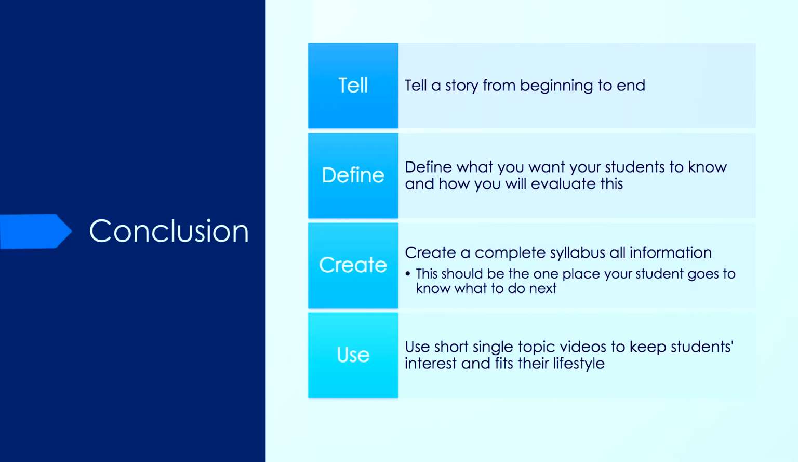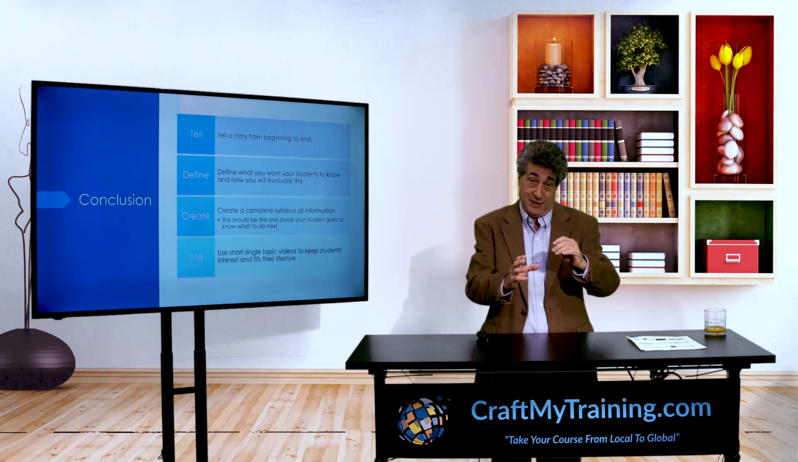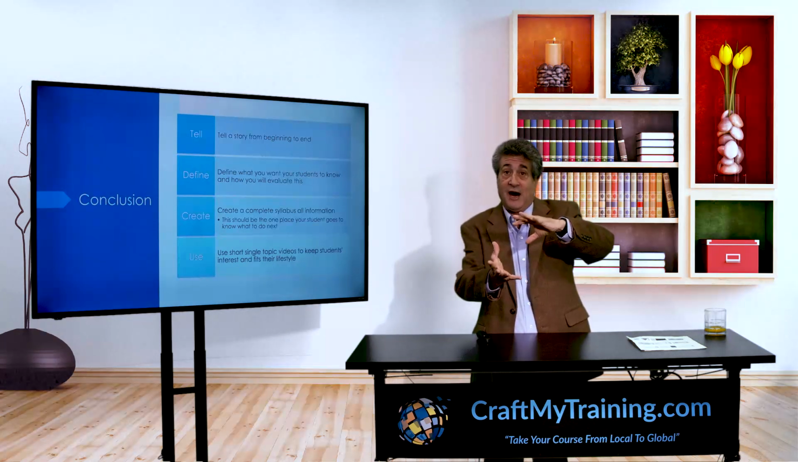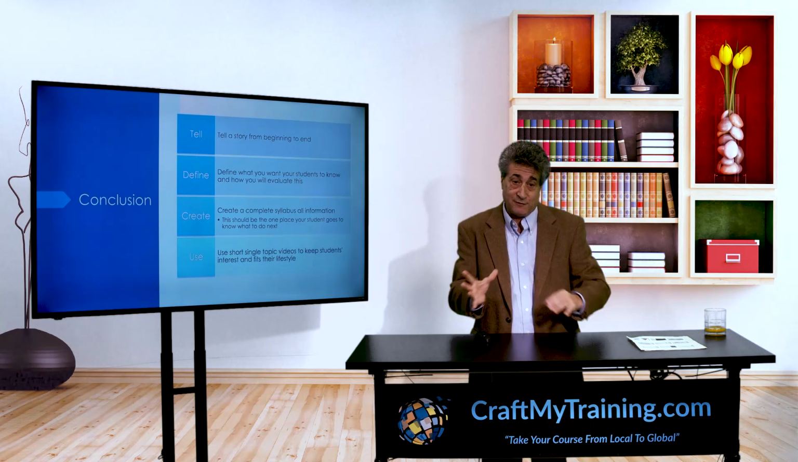So in conclusion, when I teach a course, any course, I need to tell a story. It needs to start at the beginning and it needs to have an ending, and then I need to have meat in the middle. I want to define what my students need to know, and I want to make sure that they can apply this knowledge. I want to create a syllabus that has all the information in one place so I can tell my students where to go. And if you noticed, in my syllabus, I have that schedule where I have each week, and that is really the main part where everything is defined.